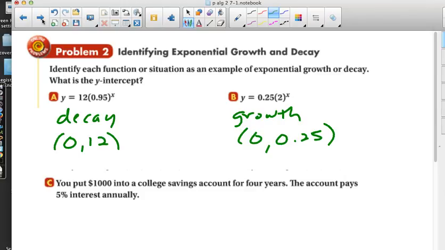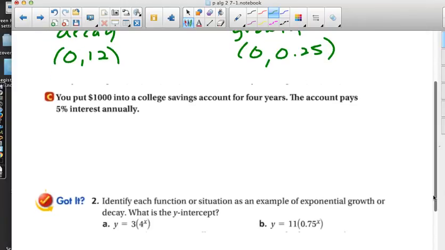There it is. You put $1,000 into a college savings account for 4 years, and the account pays 5% interest annually. Would that be growth or decay? It would be growth. You're hoping it's growth anyway, right? And A in word problems doesn't make a lot of sense, but A is, what did you start with? How much money did you put in? 1,000. And our lowercase a always stands for the initial amount, which is what you started with. So there it is. All right, another got it.